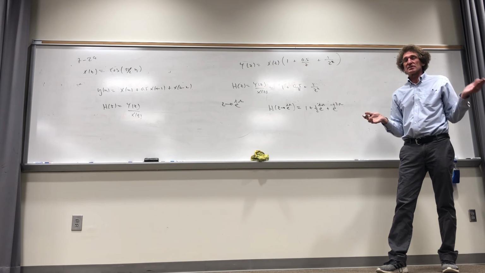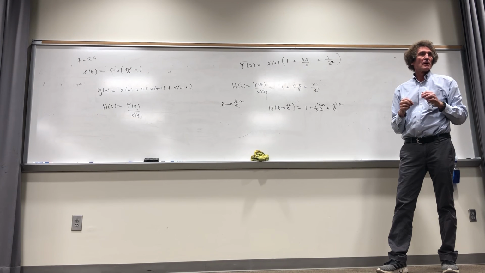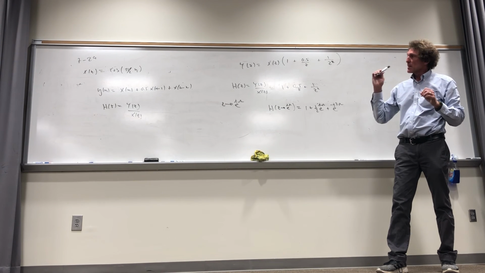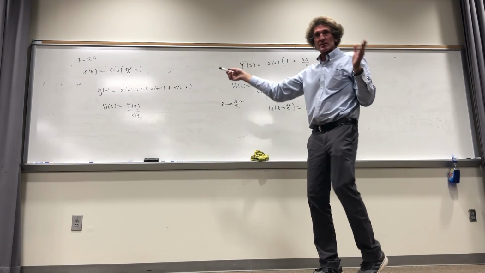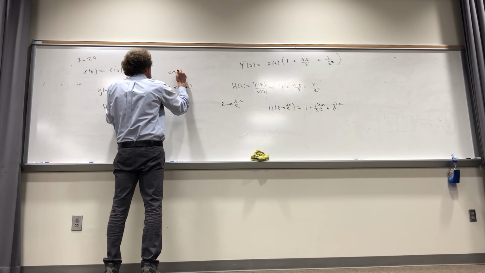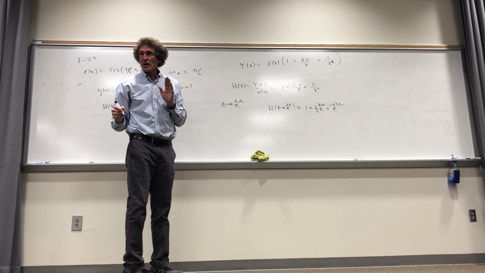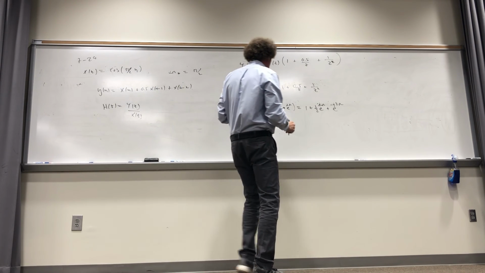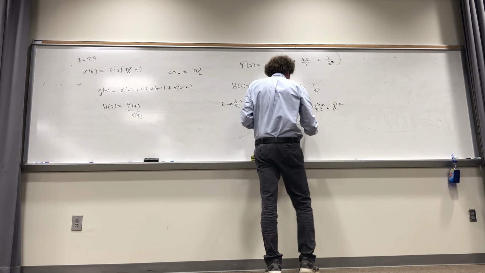Now what does he ask? Compute the output y of n for that x of n, I assume. Does everybody follow me in this? Now watch. First, what is omega naught? Just look here. Omega naught is pi over 2. Correct, everyone? So now we find out what h is when it's e to the j pi over 2, or omega naught is pi over 2.